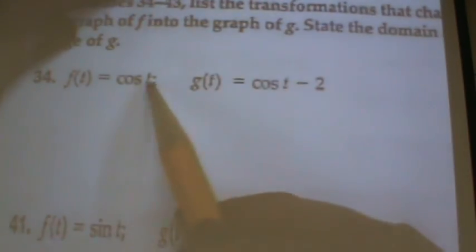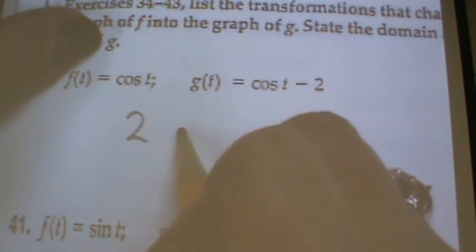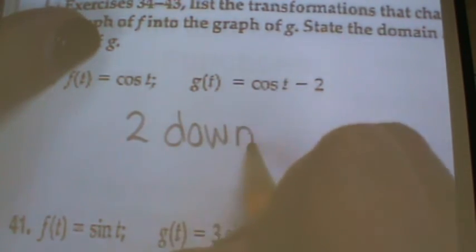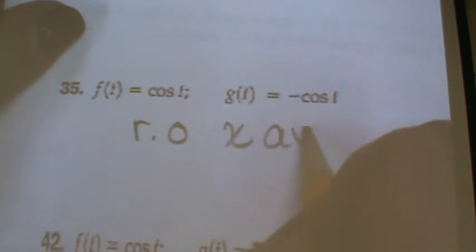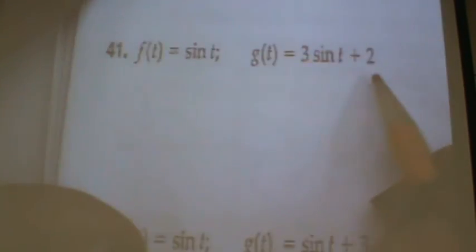34, these are easy. List the transformation, these are super easy. How do you go from here to here? You move down 2. That's easy, right? How about 35? Reflection over the x-axis. Isn't that negative?